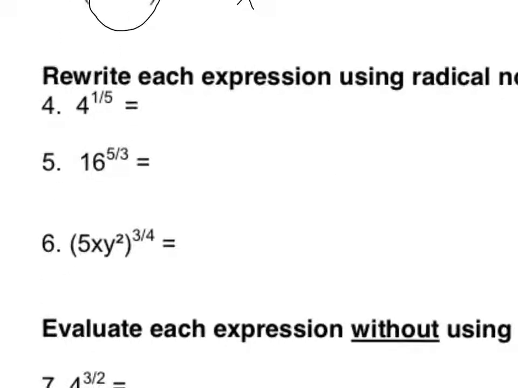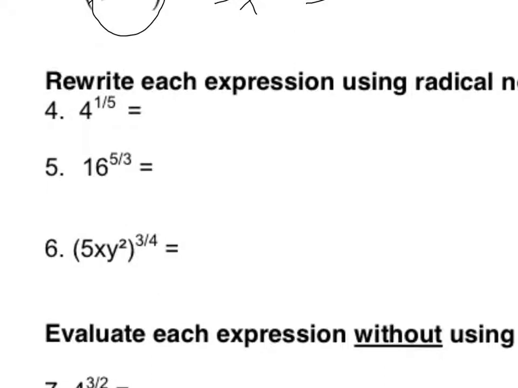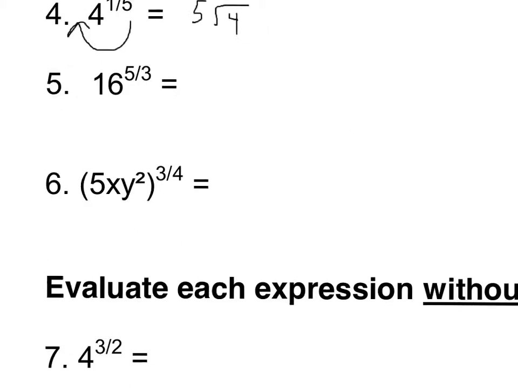Now for number 4 through 6, which is just the exact opposite of 1 through 3, so it's like you're working backwards. You take the exponent, which is 1 over 5, and you take the 5 and you move it outside of your base, which is 4, and you have to add a radical. So your answer would be the 5th radical of 4, and it would be 1, but you don't have to draw the 1 in.